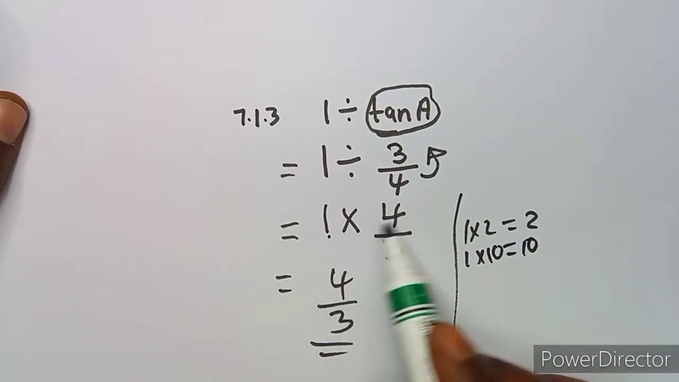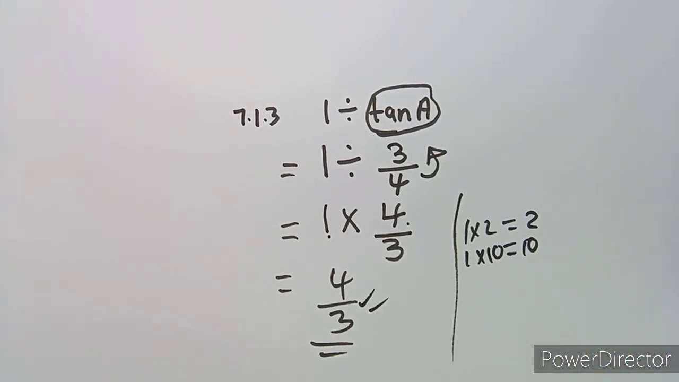So 1 times this is going to remain as 4 over 3. So that's what we had, or you can write this as a mixed fraction if you want. But that's what we actually had.